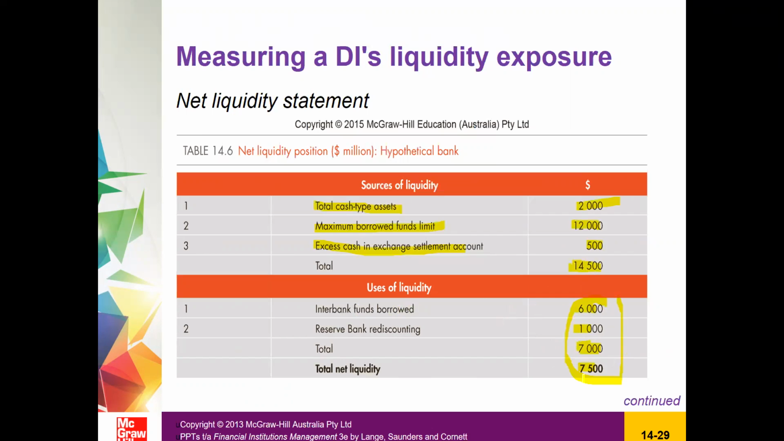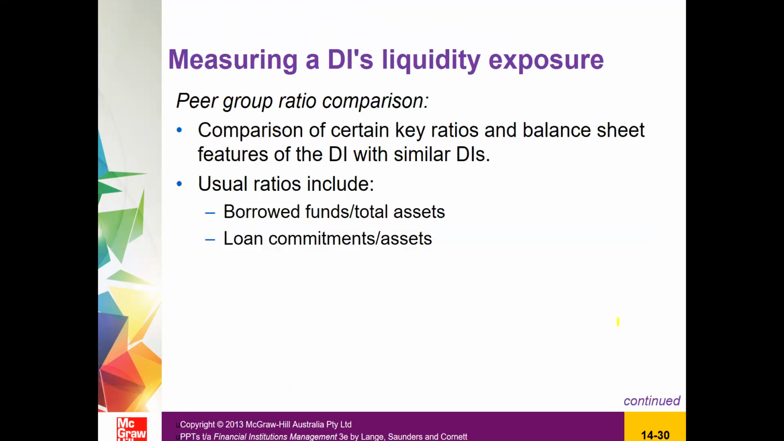The second tool that we use to measure liquidity position is the peer group ratio comparison. In this case, the depository institution's liquidity exposure is measured by comparing certain key ratios and balance sheet features of the depository institution, such as loans to deposits, borrowed funds to total deposits, and loan commitments to assets ratio, with those of depository institutions of a similar size and geographic location.